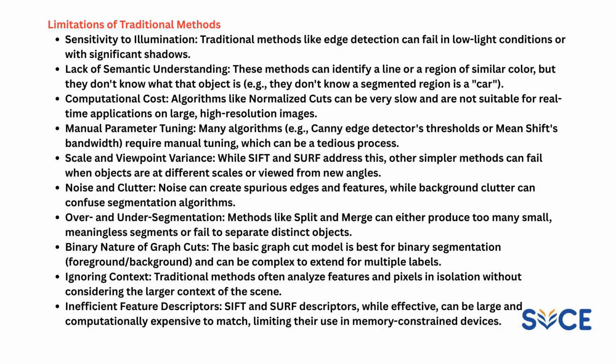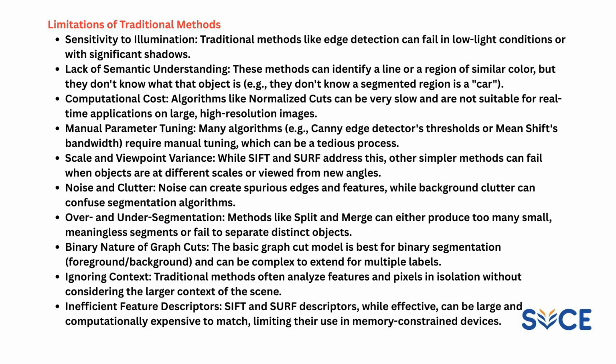Added to that, over- and under-segmentation is also one of the problems here. When it comes to segmentation, the classic methods often struggle to find the right level of detail. A method like split and merge might either produce too many tiny, meaningless segments, which we call over-segmentation, or fail to separate distinct objects, basically. So that would be under-segmentation.